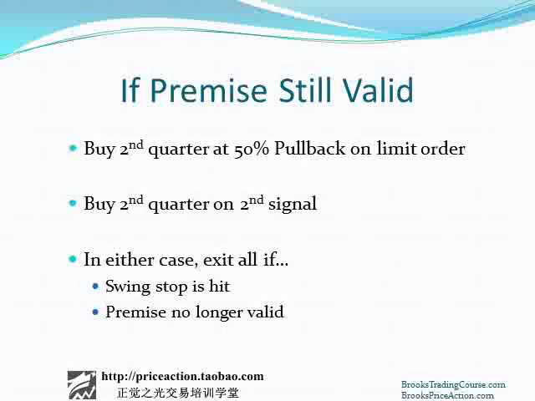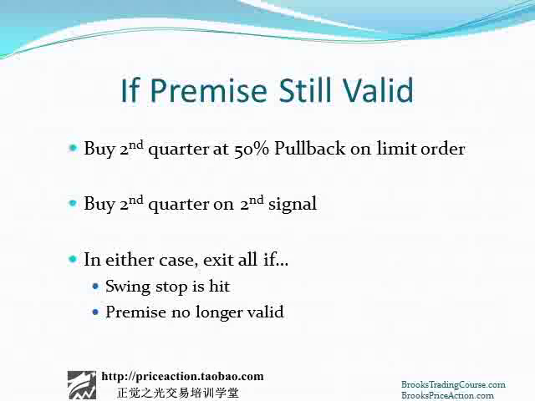If your premise is still valid and the market continues to fall, but it's still above your swing stop, you can buy that second quarter at a limit order at 50% down from the high. So you see where your stop has to be, which is probably the most recent high or low, and you see where the high of this current leg is. The market's pulling back from that. You can add a second quarter. In other words, if you normally buy 100 spiders, you would buy another 100 spiders at 50% down from the high, assuming again that your premise is still valid.